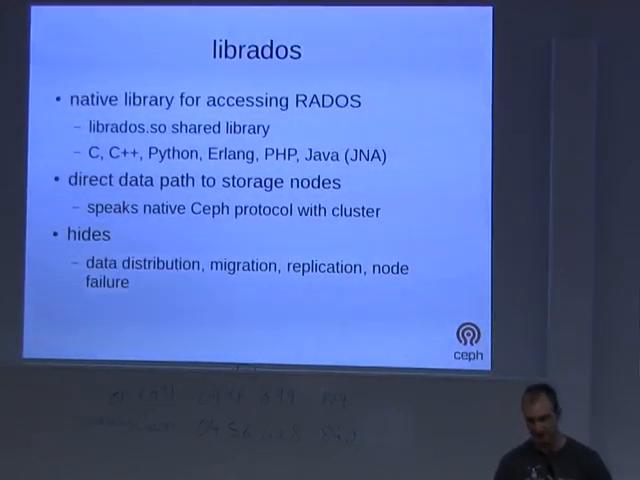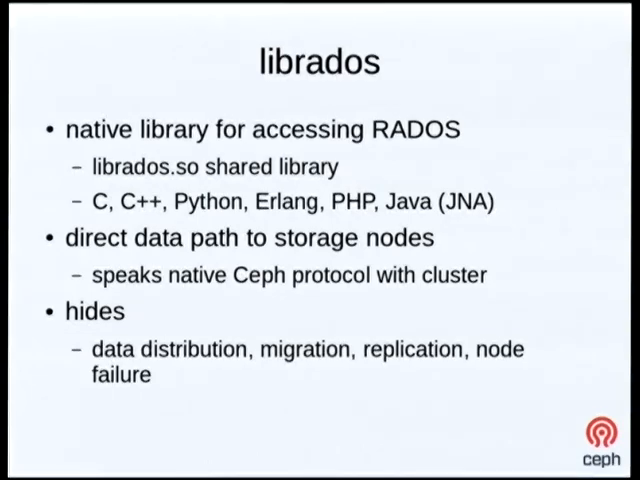Librados is a native library for accessing this distributed object store, RADOS. It's just a shared library with bindings in all these different languages. It gives you, again, a direct data path to all the storage nodes. So it speaks the native Ceph protocol on the back end, and the client node talks directly to the storage server that has the data that it needs. And it hides all the details of data distribution, migration, replication, and node failure. Your application doesn't have to worry about any of that. That's all handled behind the scenes.